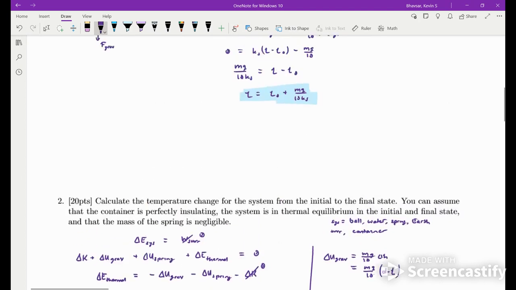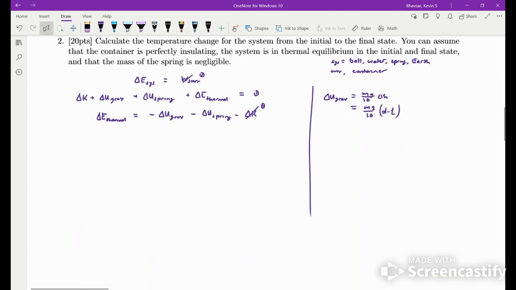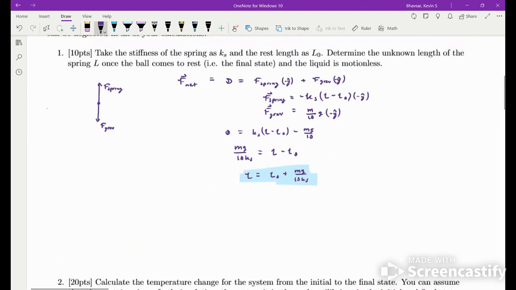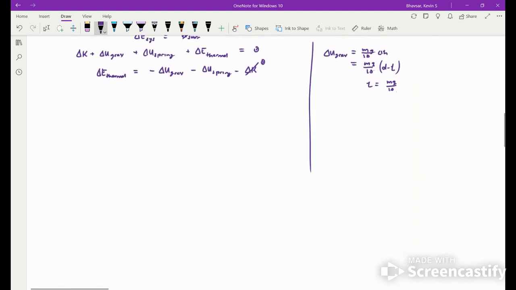Now, L was given in the previous question, so we can actually substitute L in, since L is equal to mg over 10 ks plus L naught. You can say that the gravitational potential must be mg over 10 times d minus mg over 10 ks minus L naught.